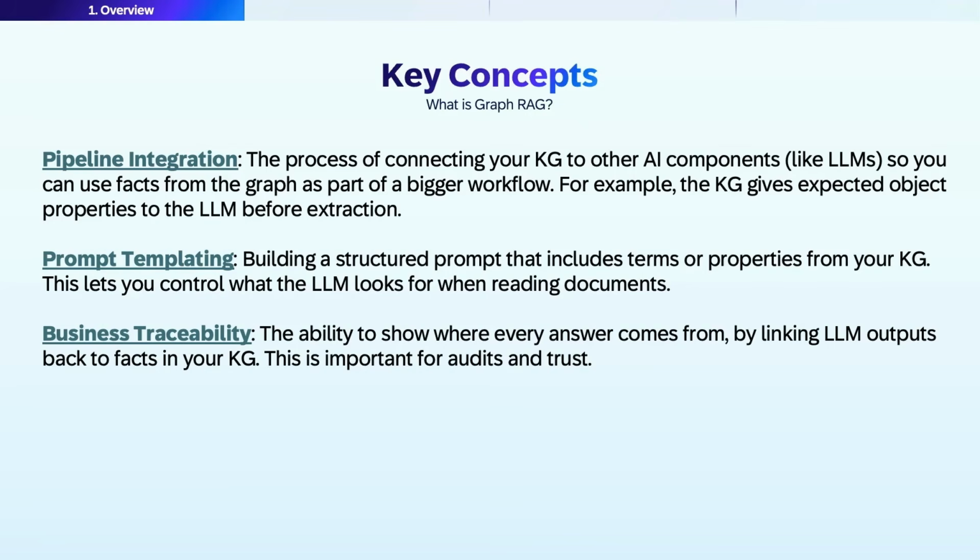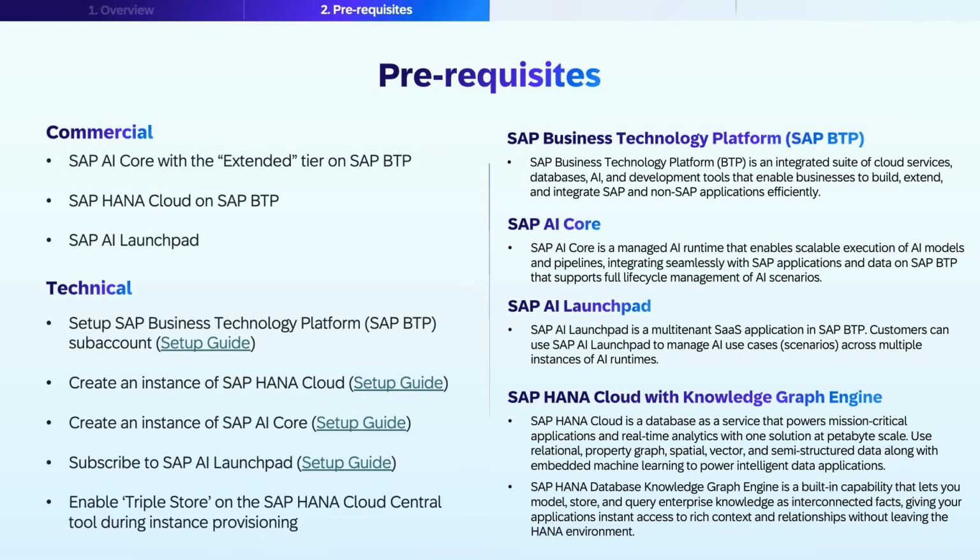To get started with a knowledge graph query pipeline on SAP BTP, you just need a few key pieces in place. First, set up SAP AI Core with the extended tier. This lets you run and manage AI workflows at scale. Next, you'll need SAP HANA Cloud as your main database. It holds your structured data, RDF triples, and powers your knowledge graph queries. Don't forget SAP AI Launchpad. It's your control center for managing and monitoring all your AI scenarios.